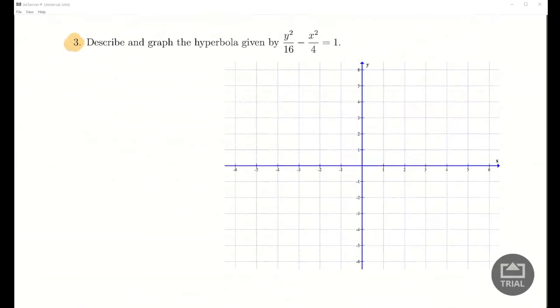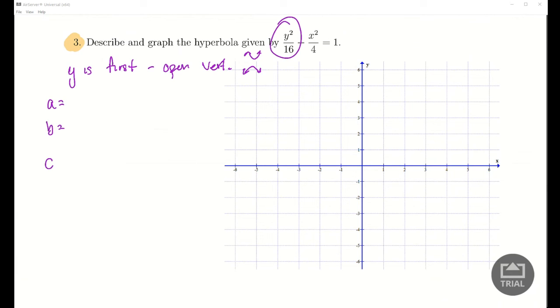So let's do one more before we move to ones that are not centered at the origin. So here, this one, because y is first, this will open vertically. So it'll look like this. A, B, and we need C. Remember, B is with Y for me. You can do it however you see fit. B is 4, it's the square root of the thing that's sitting there. A is 2, the square root of the thing sitting with X.